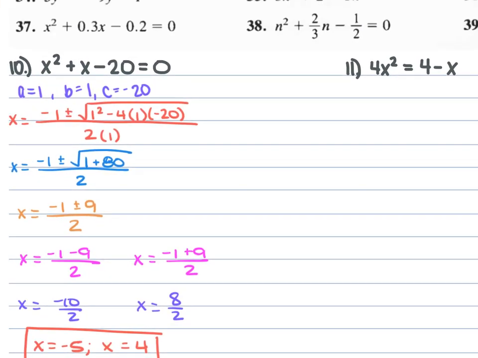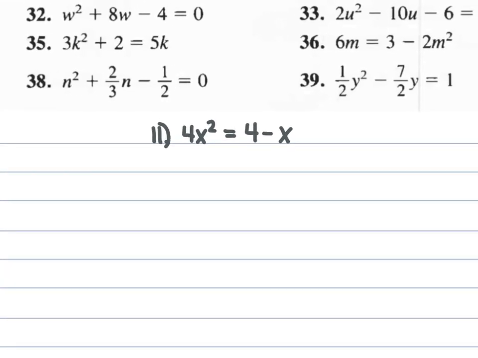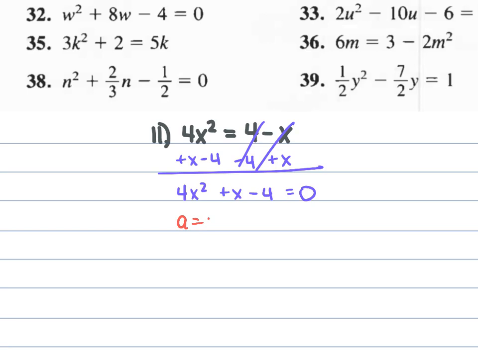For 11, we have 4x squared is equal to 4 minus x. So we're going to subtract this 4. We're going to add the x to bring them to the other side. So we're going to be left with 4x squared plus x minus 4 is equal to 0. Our A is 4, our B is 1, and our C is negative 4.